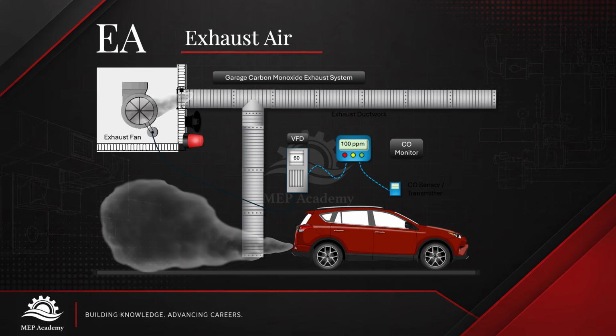Number 14. EA, Exhaust Air. Exhaust air is air intentionally removed from a building and discharged outdoors. Exhaust systems are commonly used for restrooms, kitchens, laboratories, locker rooms, and other spaces where odors, moisture, or contaminants must be removed.